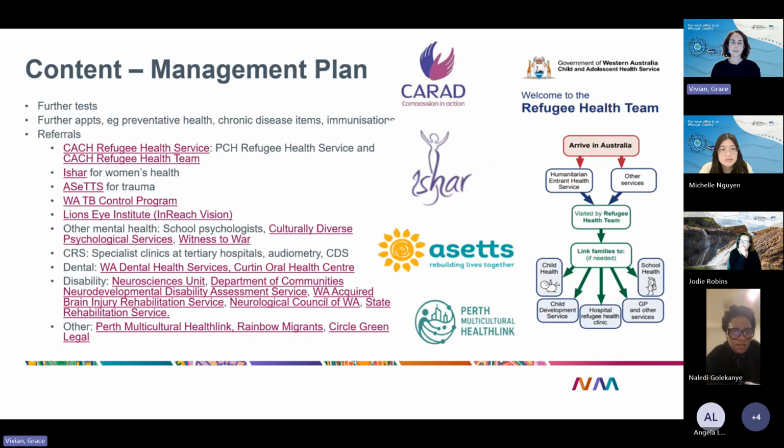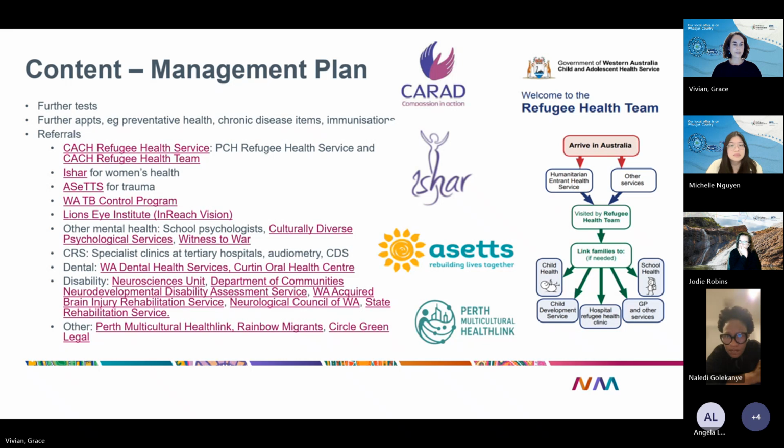Again, another busy slide, but I hope one that's helpful for you with the links. What do we do with regards to a management plan? So further tests, further appointments. Does our client need any more preventative health checks, chronic disease items, immunisation catch-up plans? Referrals, so knowing who to refer to can be really tricky. I'd always say that I think clinician assist is really useful for this because that information stays up to date.